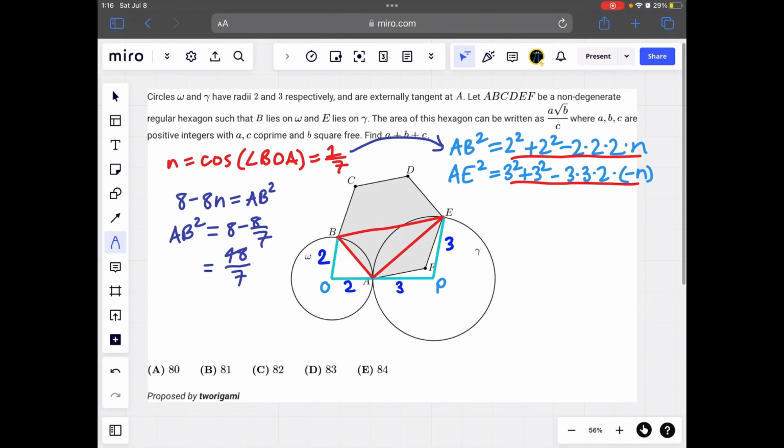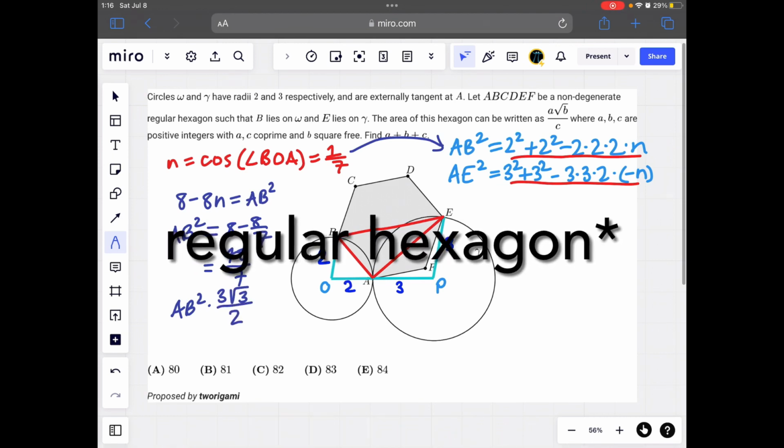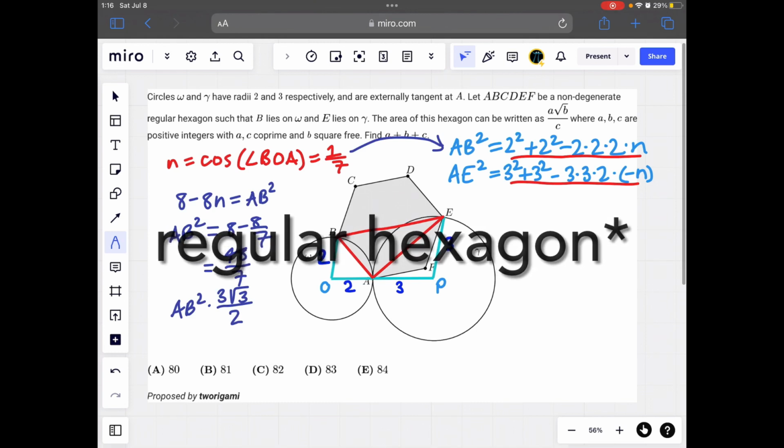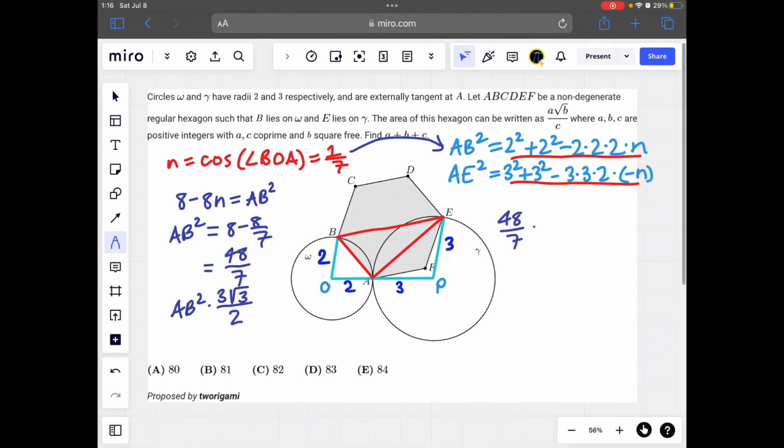To get the area of the hexagon, we need to multiply AB squared times 3 root 3 over 2. That's the formula for the area of a hexagon. It's side squared times 3 root 3 over 2. So we need 48 over 7 times 3 root 3 over 2. 48 times 3 over 2 is equal to 72. So we just have 72 root 3 over 7. A equals 72, B equals 3, and C equals 7. We want A plus B plus C, and that is 75 plus 7, which is 82. Our answer choice, C. And we are done.